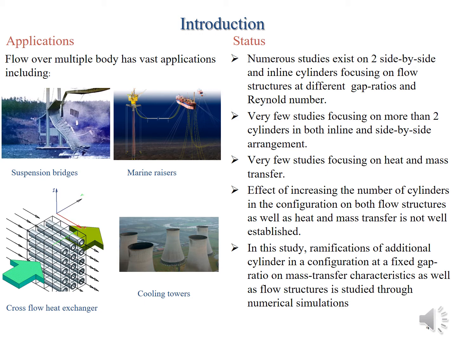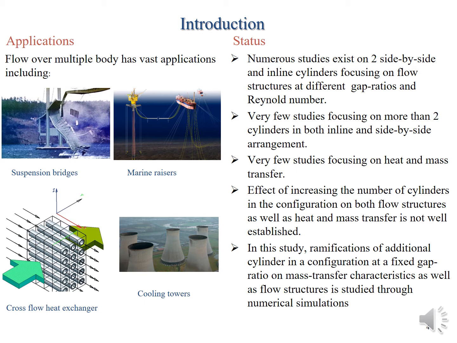So there are various studies in literature on two side-by-side and inline cylinders, most of them focusing on a particular number of cylinders. What is the effect of changing the gap ratio, the distance between the cylinders? What is the effect of changing the Reynolds number? But very few studies actually focus on what happens if you increase the number of cylinders for a particular gap ratio and particular Reynolds number.